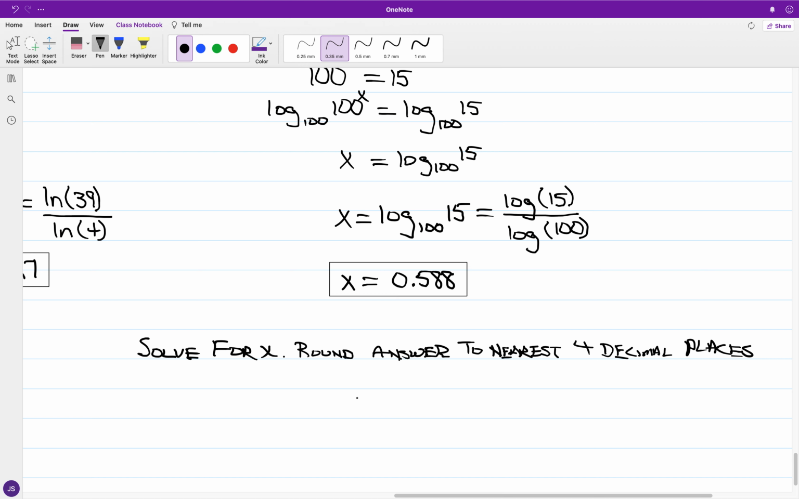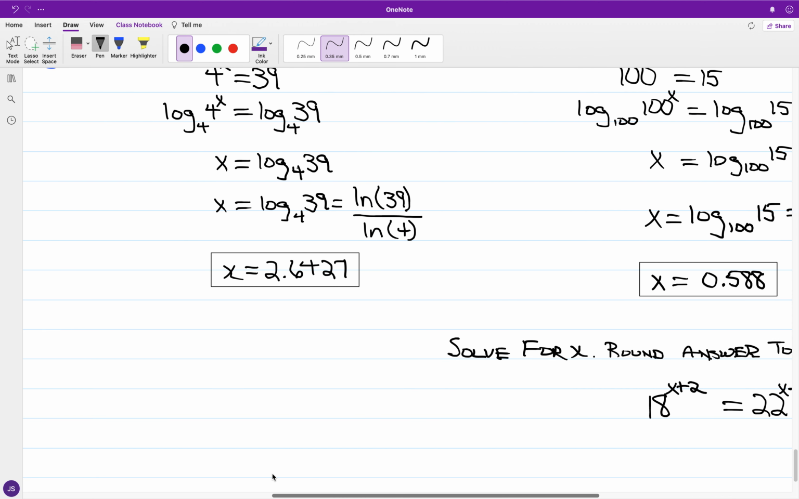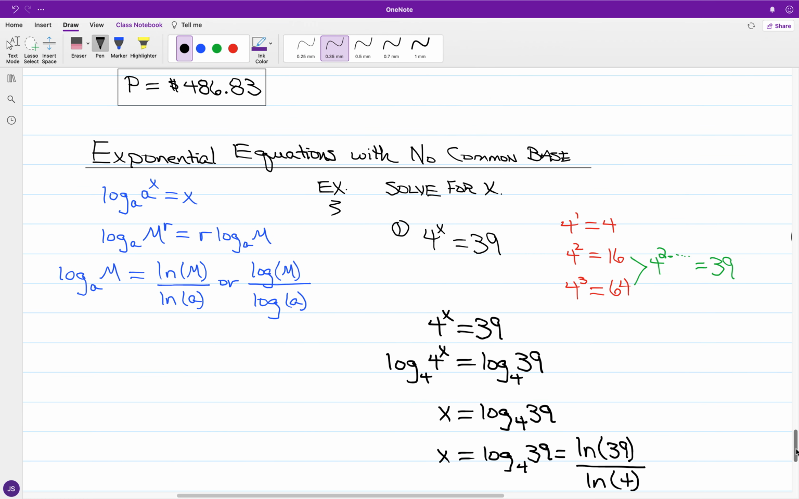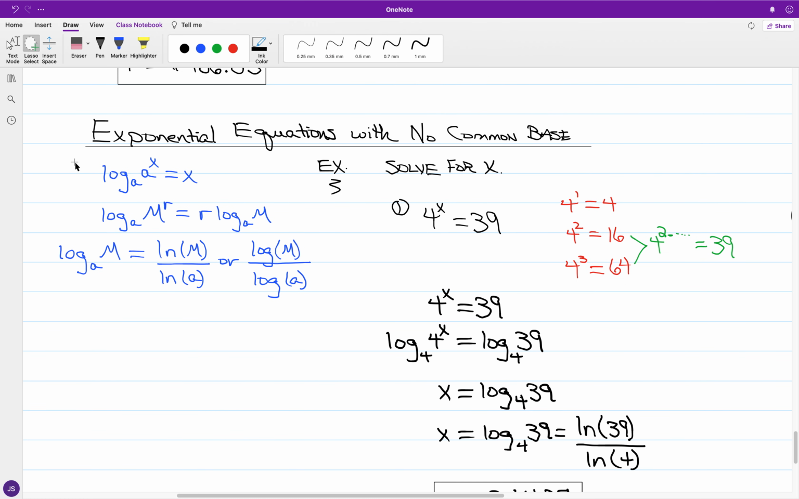Now, say in this problem case we have 18 to the x plus 2 is equal to 22 raised to the x minus 1 degree. And what I'm going to do here is going to copy these items.